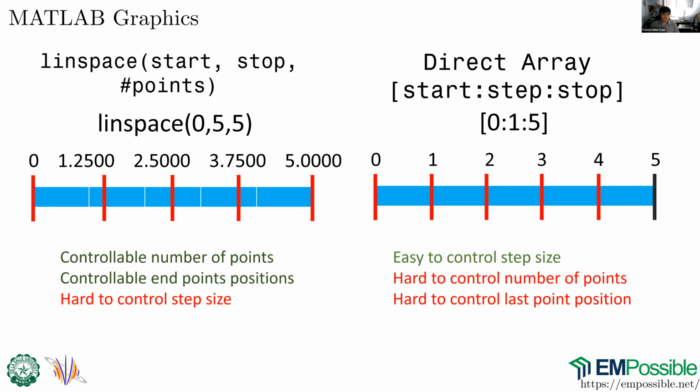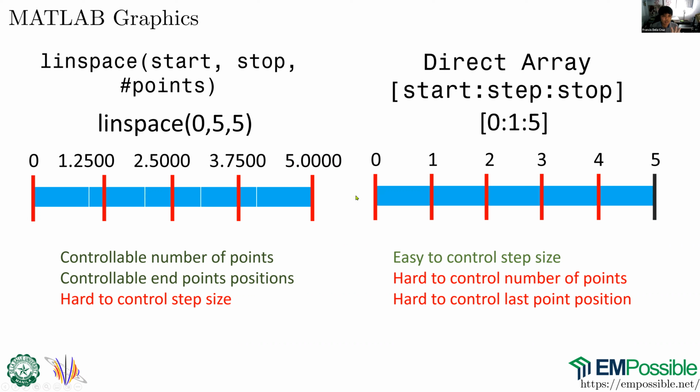There are two ways that we can do that, using the linspace and also using the direct array. For the linspace, you can specify a start. So what number you will start? For example, 0. Then the end number, which is the stop, say 5. And then let's define the number of points in that array, for example, 5. So if you use linspace, you start from 0, you end at 5, and you have 5 elements. 0, 1.25, 2.5, 3.75, and 5.0.